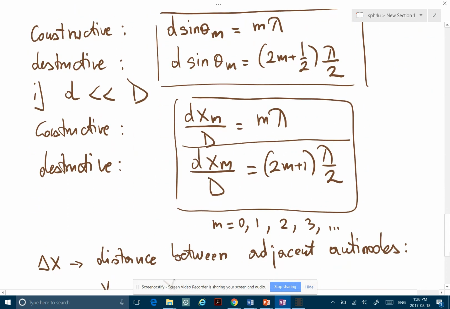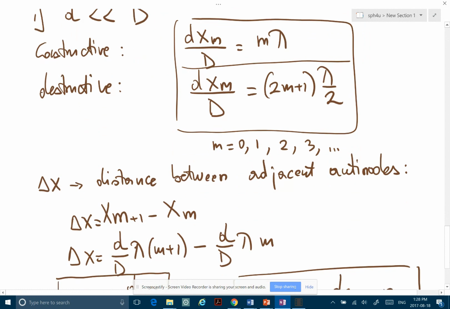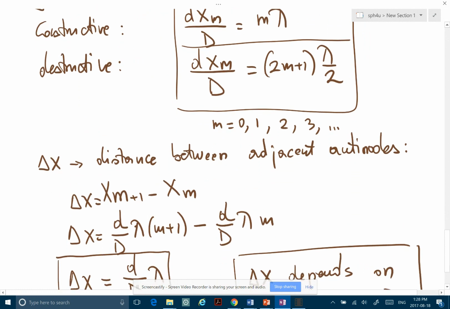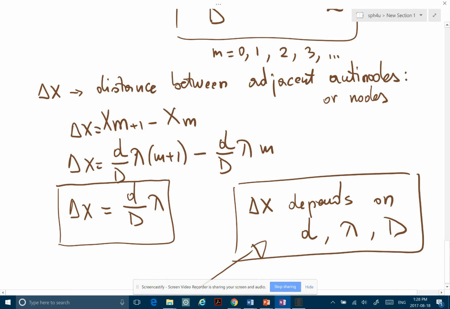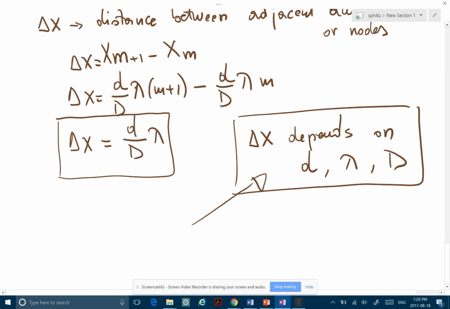And then we put both equations together, and we had a conversation about what happens to the distance between adjacent antinodes or nodes for that matter. We saw that it depends only on the distance between the sources, the distance between the sources and the screen, and the wavelength. Okay, so now it's time to talk about the double slit experiment that showed once and for all that light is also a wave.